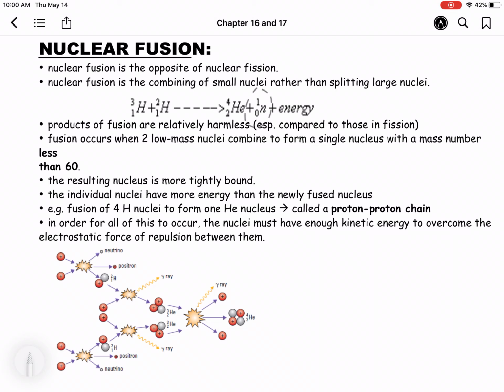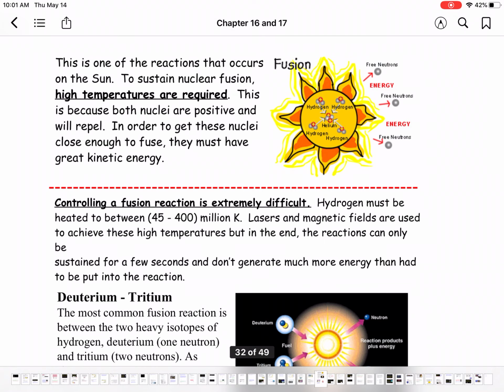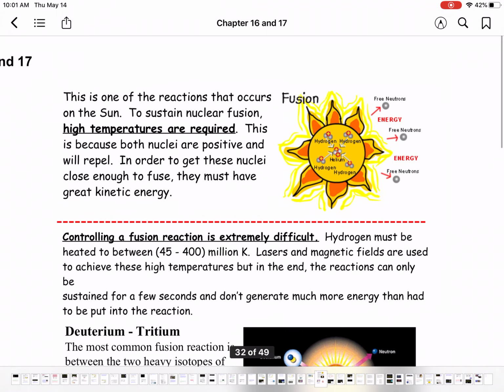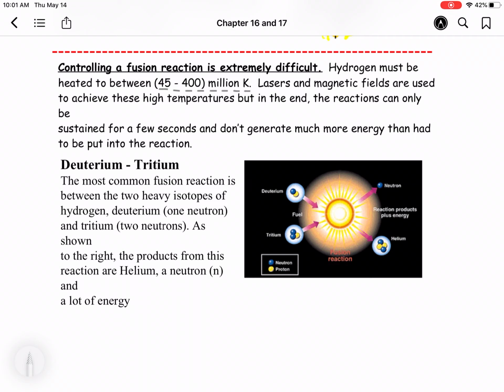Right, so that's how the sun works, right? This is the reaction. Fusion creates the sun. It happens in the sun. We get neutrons and energy coming from the sun to us. Okay, it's really high temperatures and gravity. Okay, controlling a fusion reaction is extremely difficult. Hydrogen must be heated between 45 to 400 million kelvins, 45 to 400 million degrees.